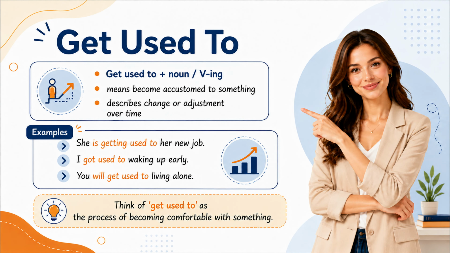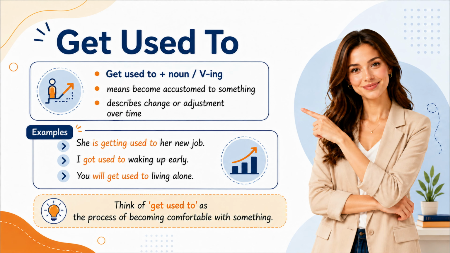Now let's look at get used to. The structure is get used to plus a noun or a verb ending in ing. Get used to describes a process of change or adjustment. It means that something may feel strange or difficult at first, but it gradually becomes more normal. For example, she is getting used to her new job. She is still adjusting to the new job.